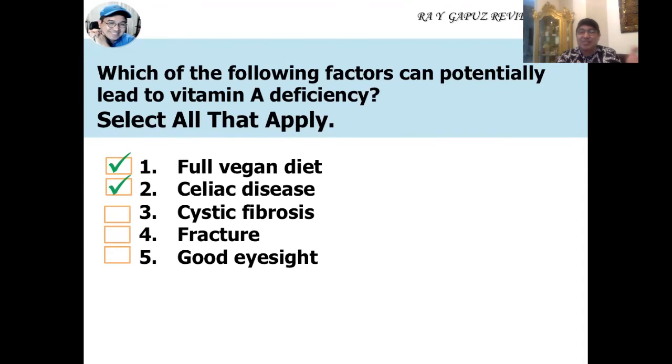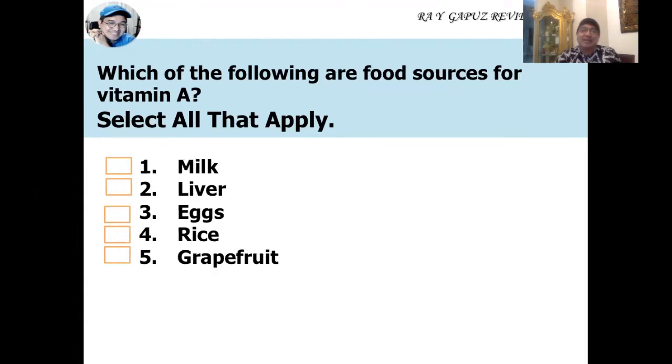So celiac disease, yes. Cystic fibrosis, yes. These 3 actually lead to malabsorption syndrome that could potentially cause vitamin A deficiency. And fracture, no. That's usually related to calcium deficiency. Good eyesight is not related to vitamin A deficiency. It's actually indicative that you have adequate vitamin A. Okay, put an X. Next.